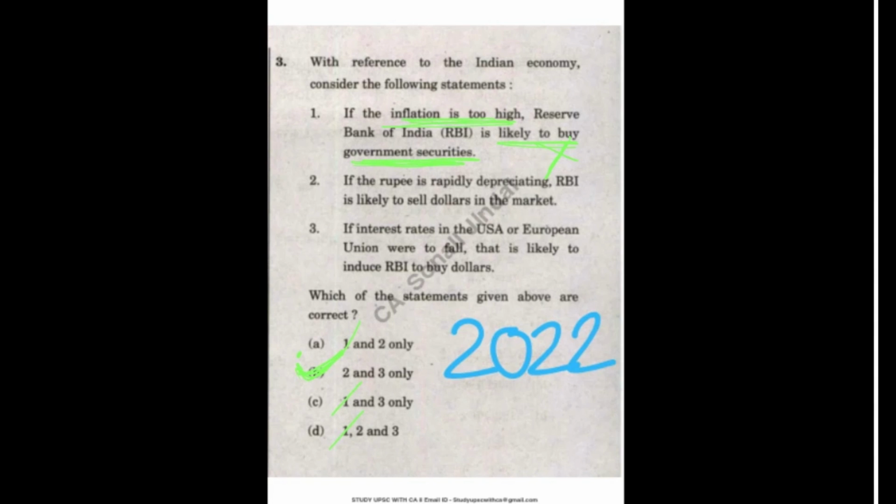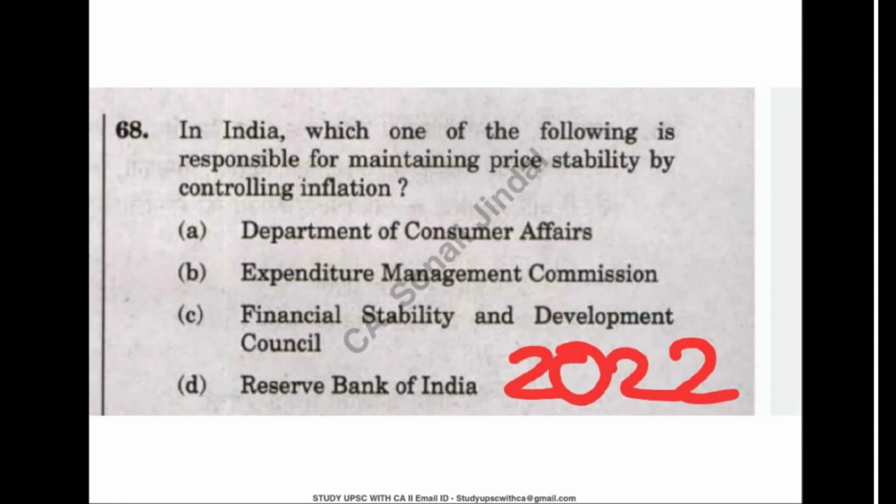Let's do the next question. Who is responsible for maintaining the price stability by controlling inflation? We have discussed. It is the RBI.